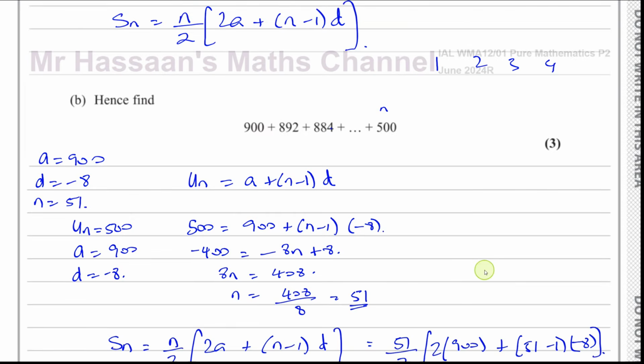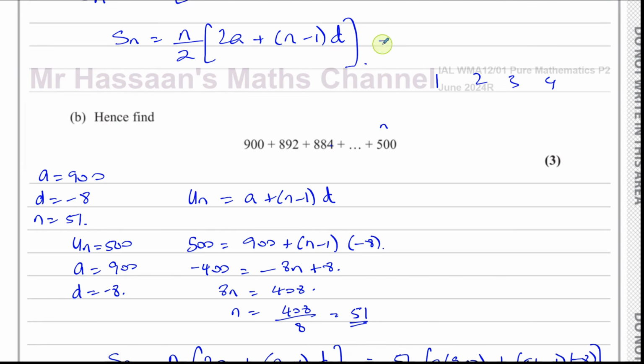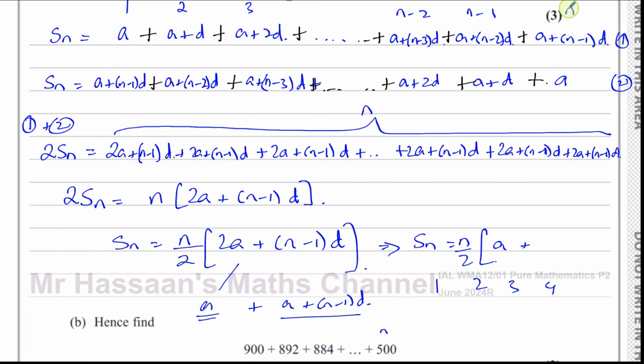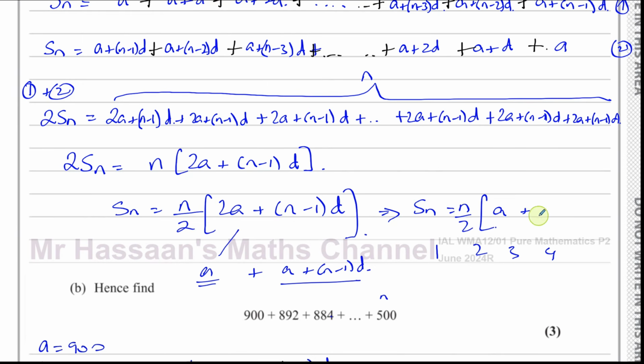Alternatively, we can use an alternative form of this. So this is basically also the same as n over 2 times, and what we can do is split this up into two parts. We can say this is like a plus n minus 1 times d. So a plus n minus 1 times d is basically the same as this. So I can write this as a plus, and a plus n minus 1 d is actually the nth term, the very last term. So we can write here L, meaning the last term.